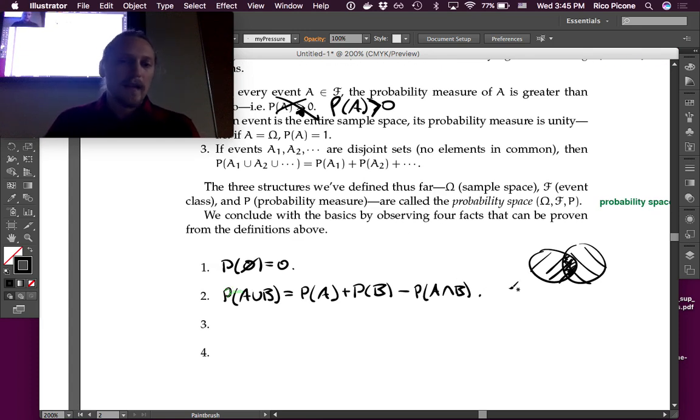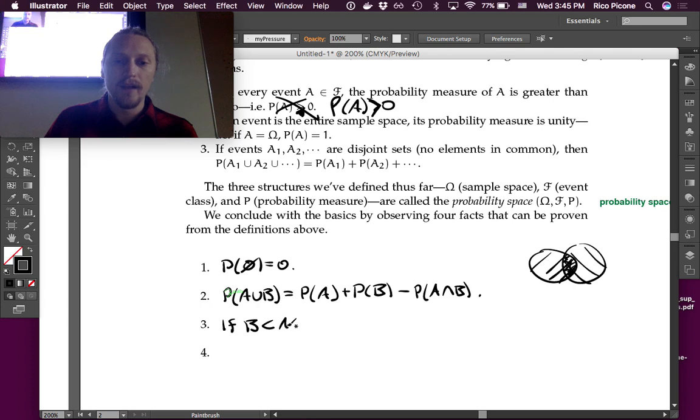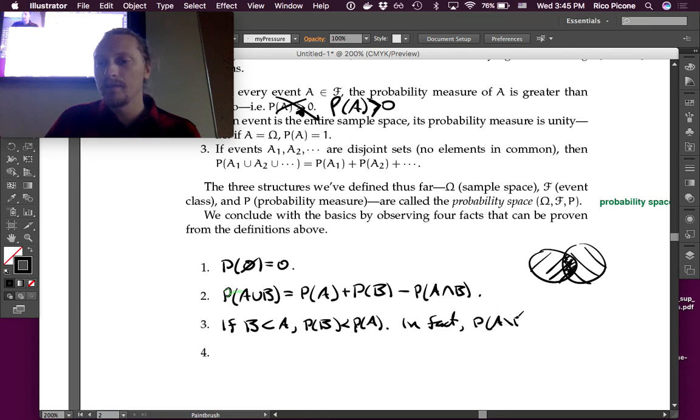All right, so that one's cool. If B is a subset of A, then the probability of B is less than the probability of A. In fact, the probability of A minus B is equal to the probability of A minus the probability of B.